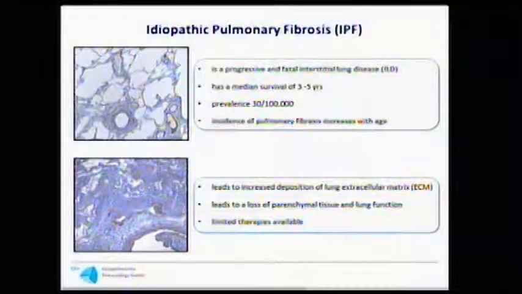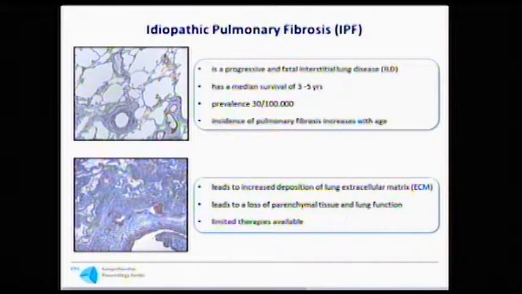First of all, let me quickly introduce you to the disease, which is idiopathic pulmonary fibrosis, a progressive and fatal interstitial lung disease. It has a median survival time of about 3 to 5 years. And most importantly, we only really have very limited therapeutic options. The prevalence and incidence of this disease is on the rise, and we actually get newer numbers day by day.